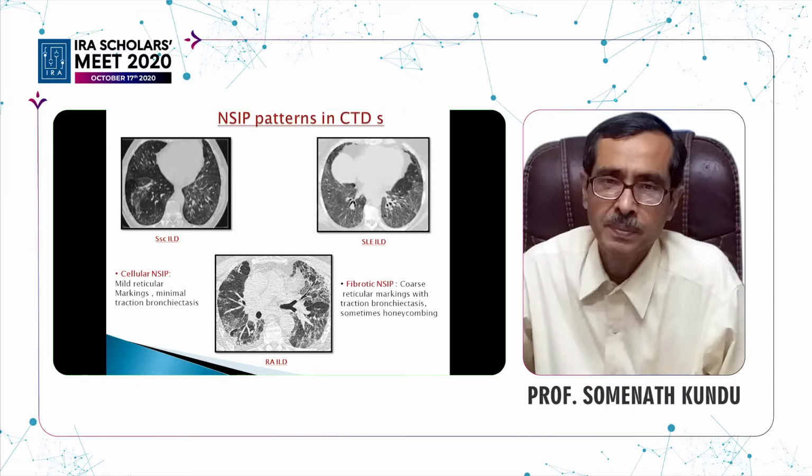So cellular NSIP means more inflammation, likely to be more responsive to steroids and immunosuppressants. Fibrotic NSIP has more coarse reticular markings, more fibrosis, less inflammation, and you can even get areas of honeycombing.